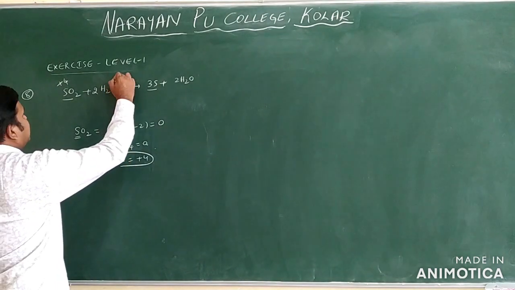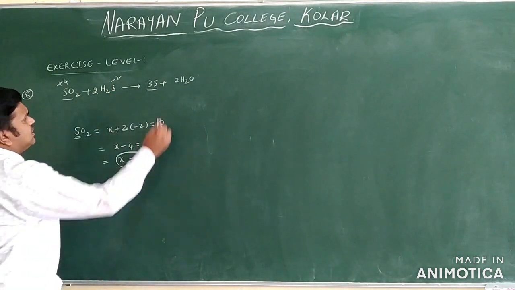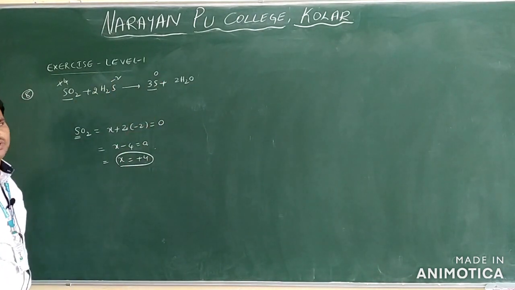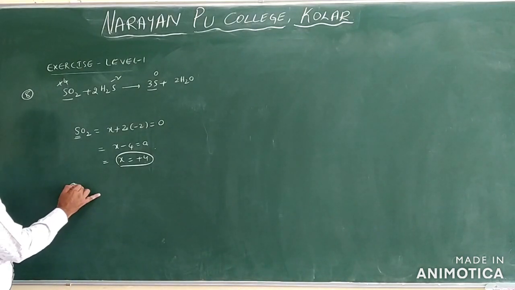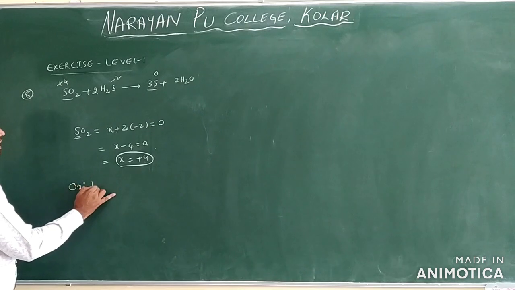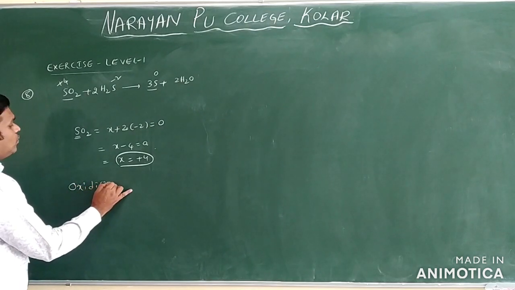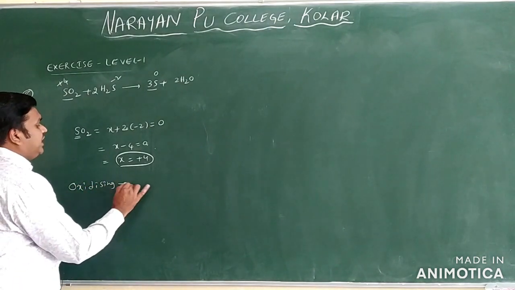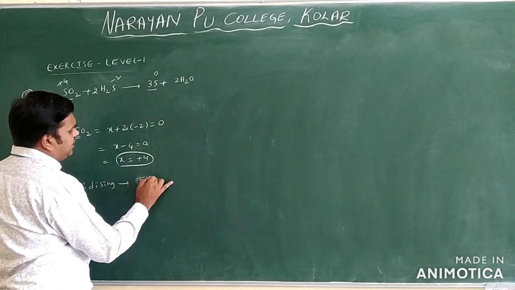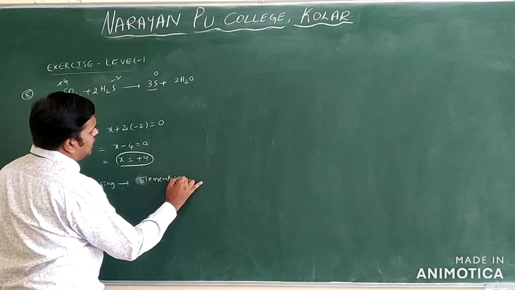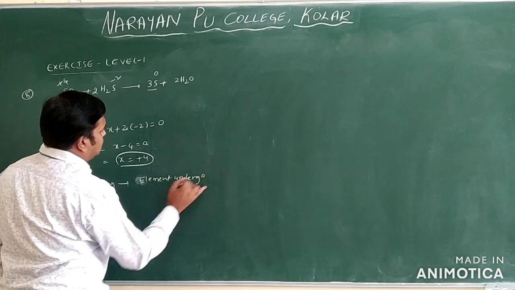In this sulfur it is minus 2 we have. This sulfur we have 0 only, that is the elemental form only. Clear? They are asking for the oxidizing agent. What is an oxidizing agent? The element which undergoes reduction. Oxidizing agent means an element or substance, you write here, an element that undergoes reduction.